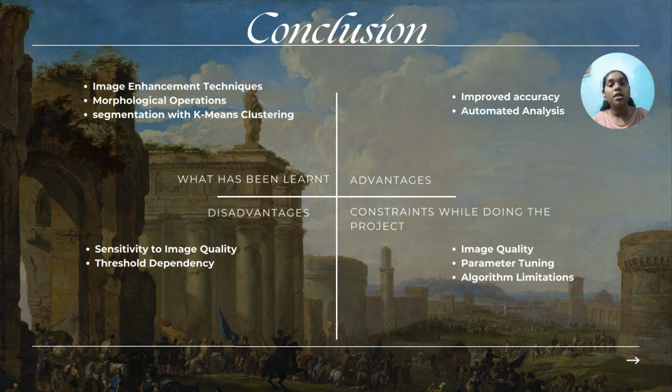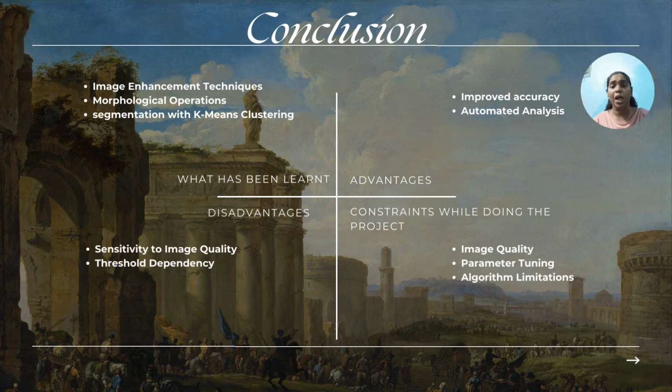So what are the constraints we faced on this project? The first one is image quality. High quality images were required to ensure accurate analysis. Low resolution or poorly lit images could affect the accuracy of the results. And then parameter tuning. The need for careful tuning of parameters such as the threshold for binary conversion and the standard deviation for the Gaussian filter added more complexity to the project.